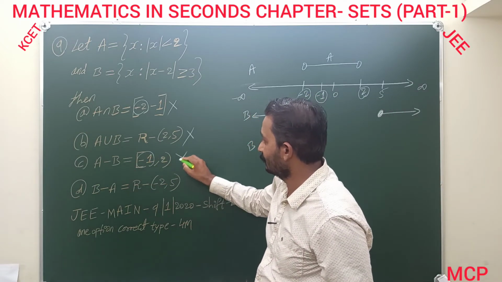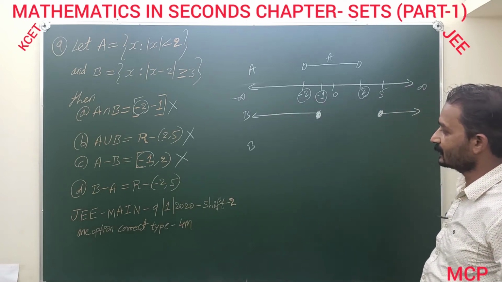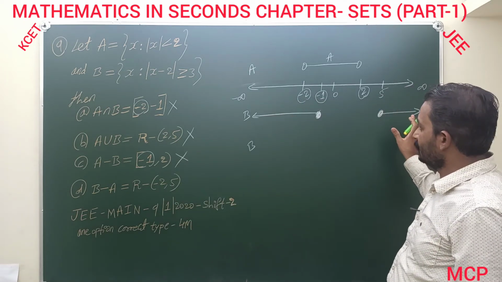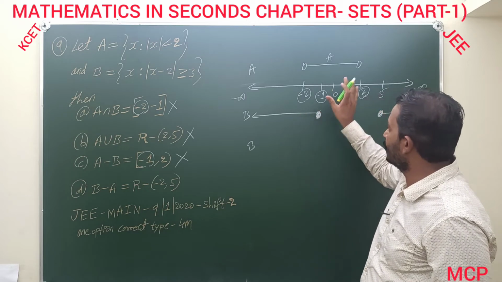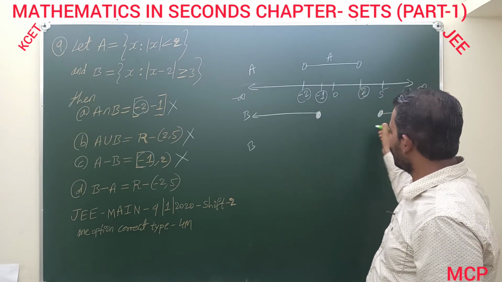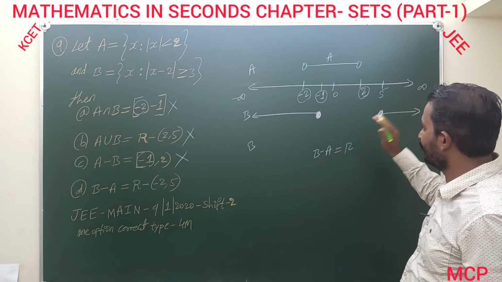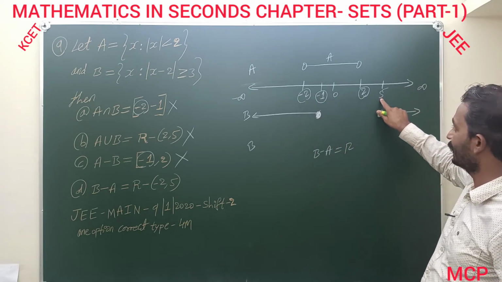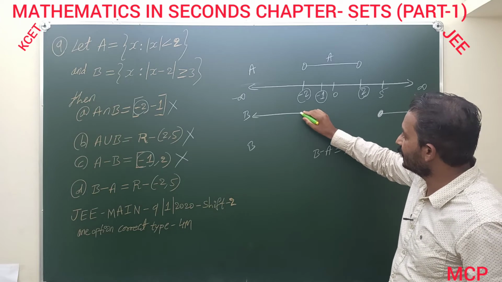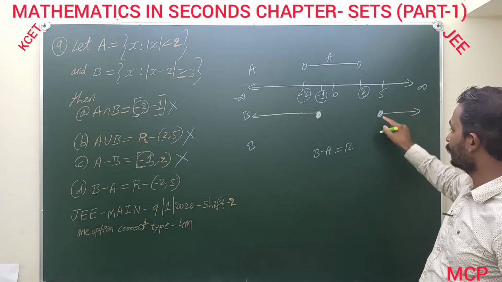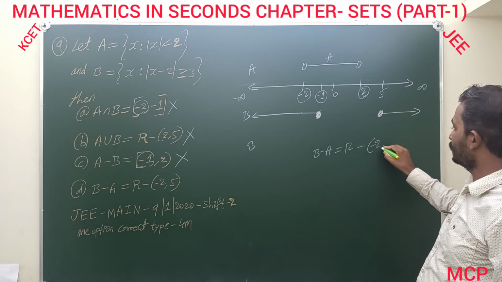This is also wrong. So next, B minus A. B minus A means the elements belong to B but do not belong to A. In this case, the total real numbers B minus A is the total real numbers subtracted by the elements from minus 2 to 5. So minus 2 is also included in B and plus 5 is also included in B. So the open interval minus 2 to 5.